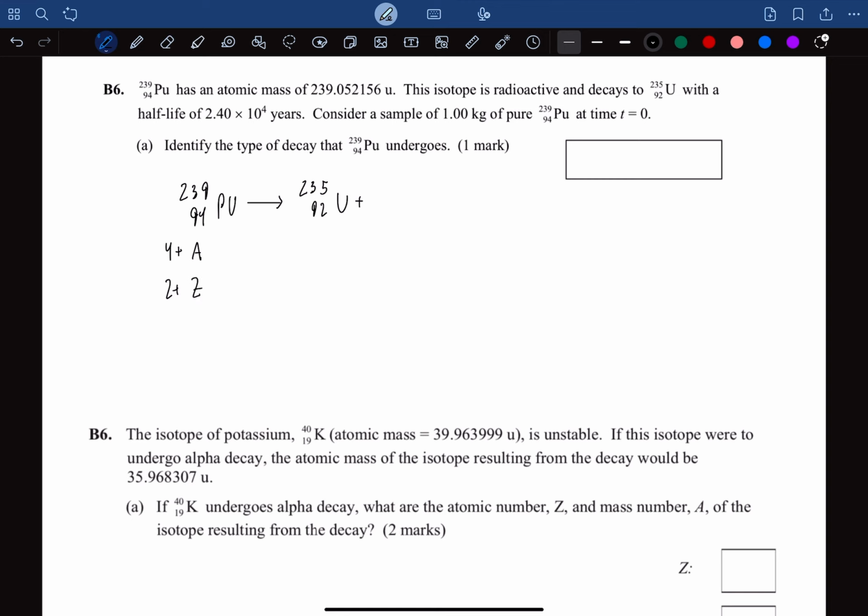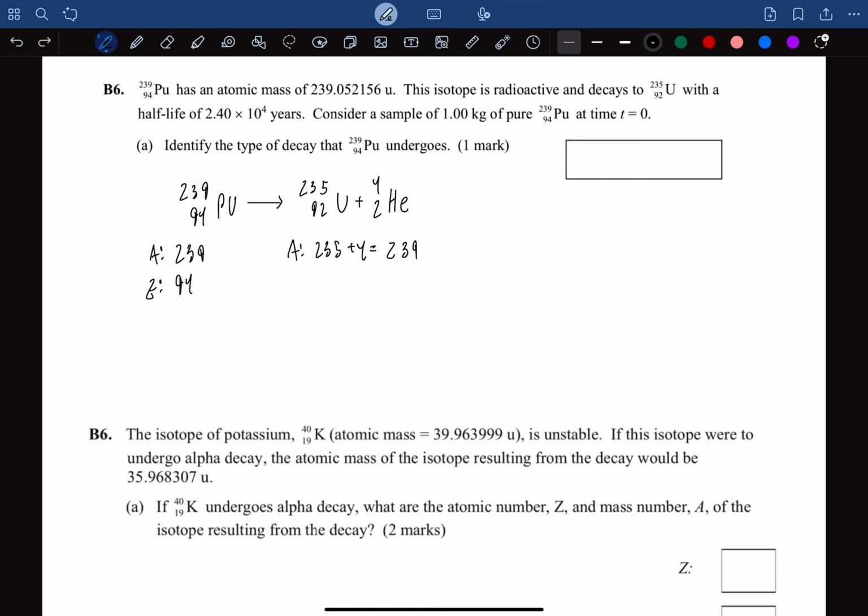And what does this look like? This looks like an alpha particle that we need to put on this side. I'll just erase here and put an alpha particle on this side. Then if you double check, the A value here is 239, and the A value here is 235 plus 4, which is equal to 239. Then if we check the other one, 94.